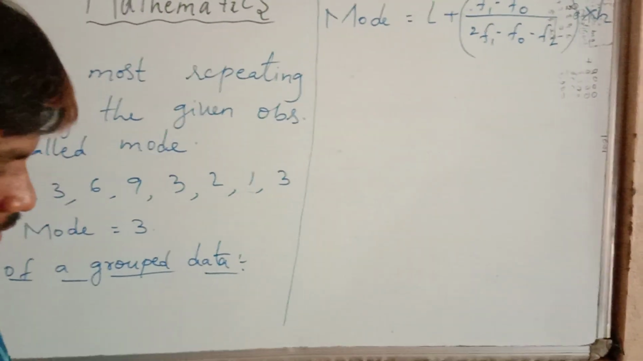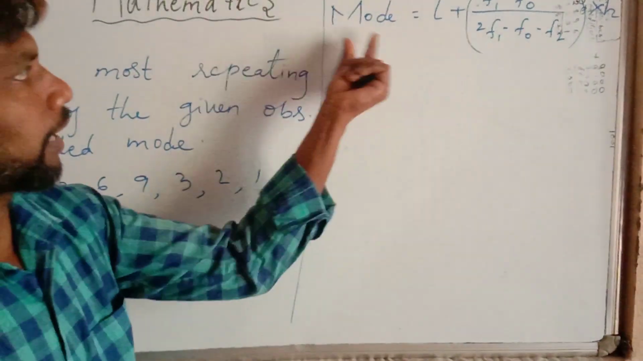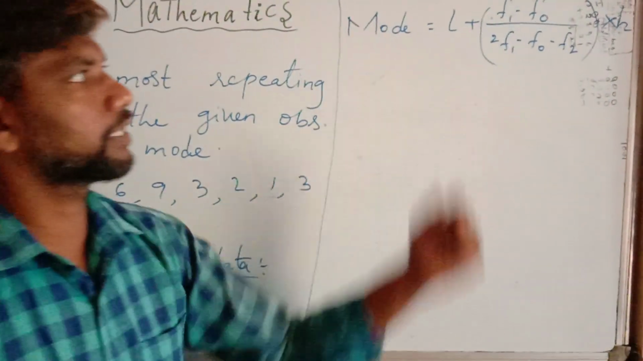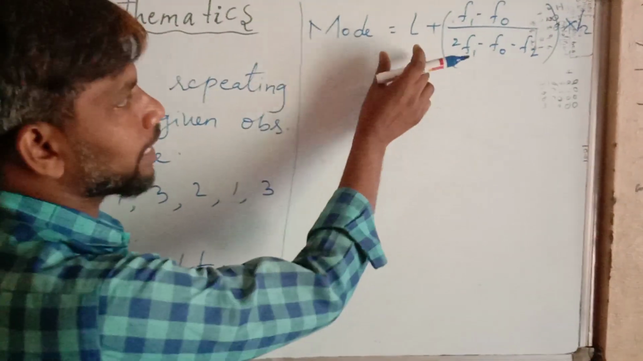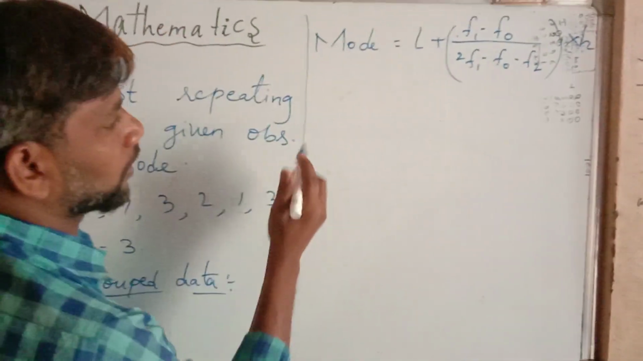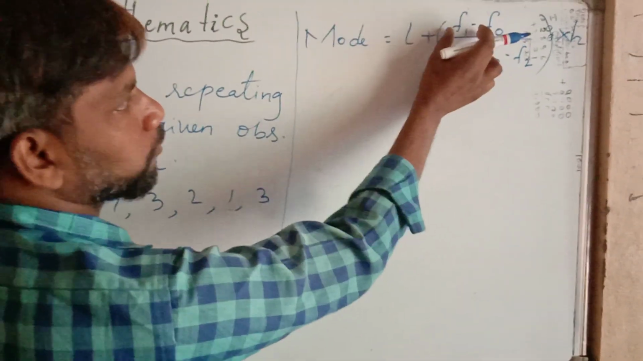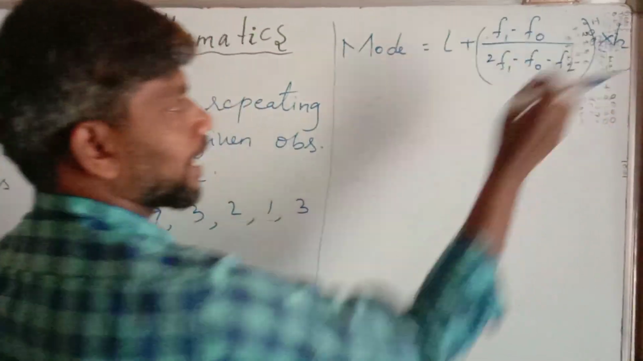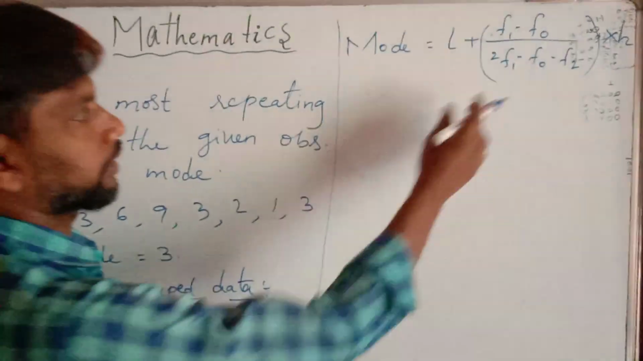And the question he will ask like this: write the formula for mode of a grouped data and explain the terms in it. Whenever the question arises like this, you are going to write the formula and explain the terms in it. What is L? What is F1? What is F0? What is 2F1? What is F2? And what is H? We will see what those are.